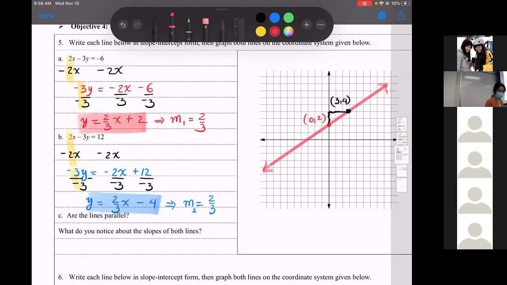Now let's do the blue one. What is the y-intercept on the blue graph? Yeah, (0, -4). Thank you both.